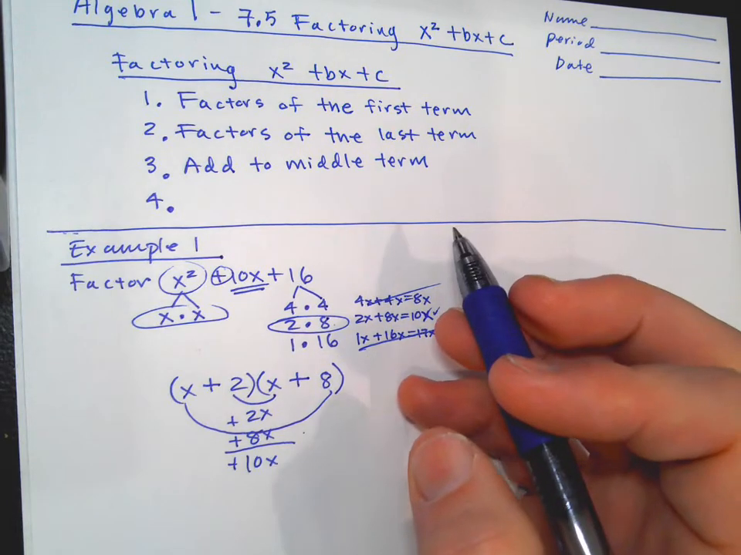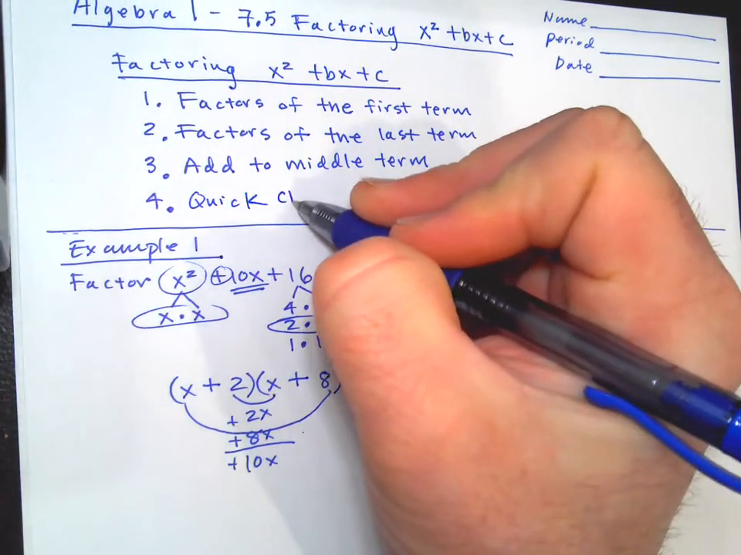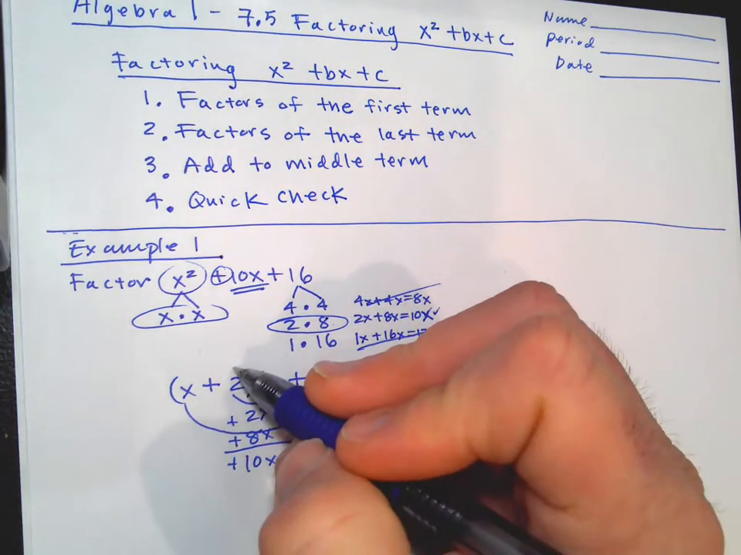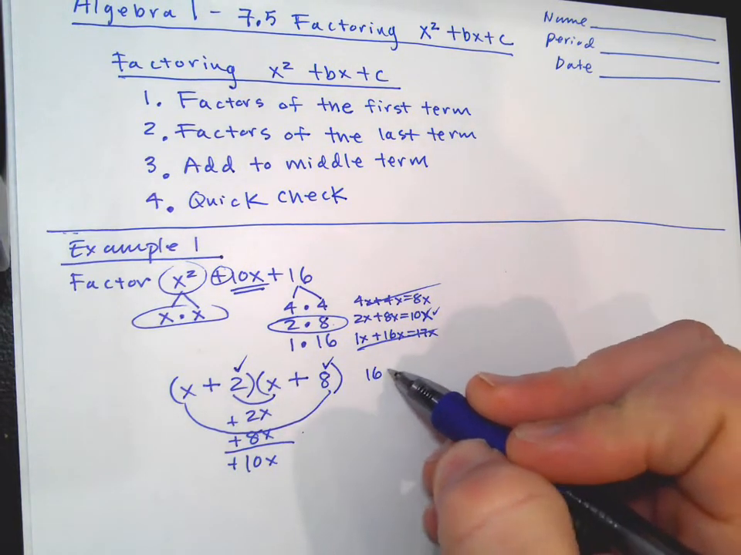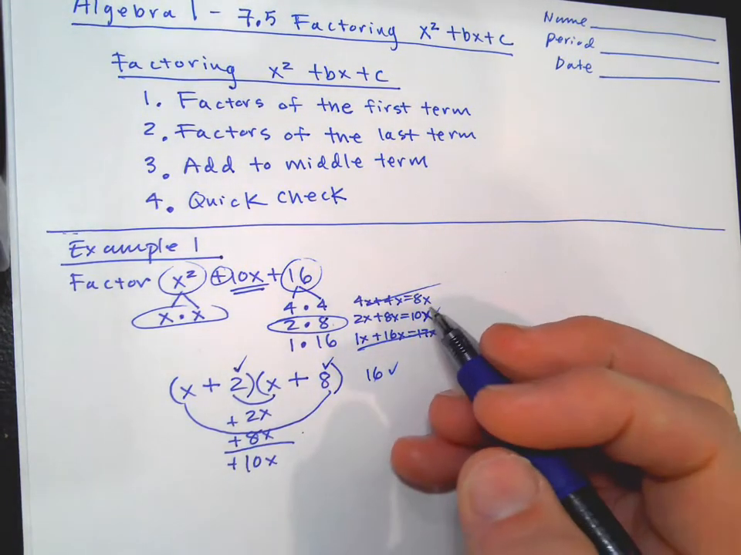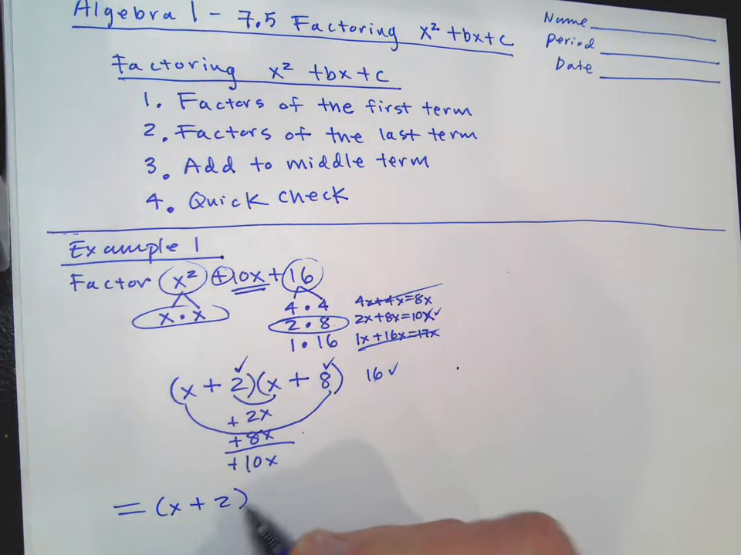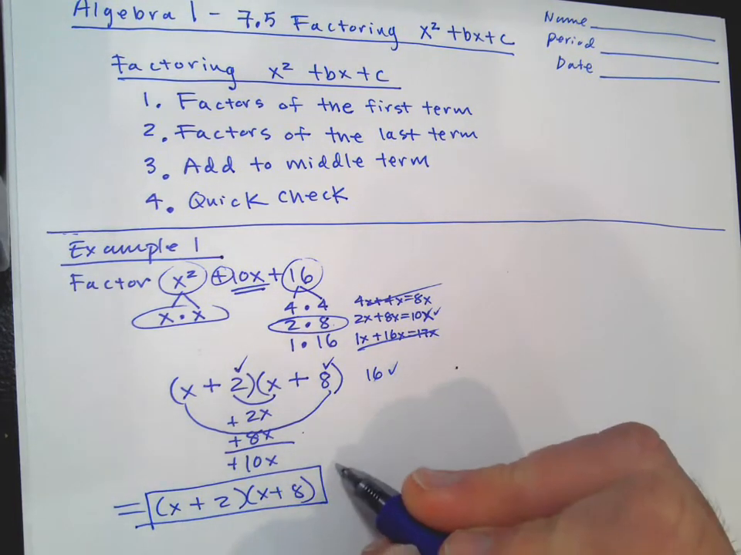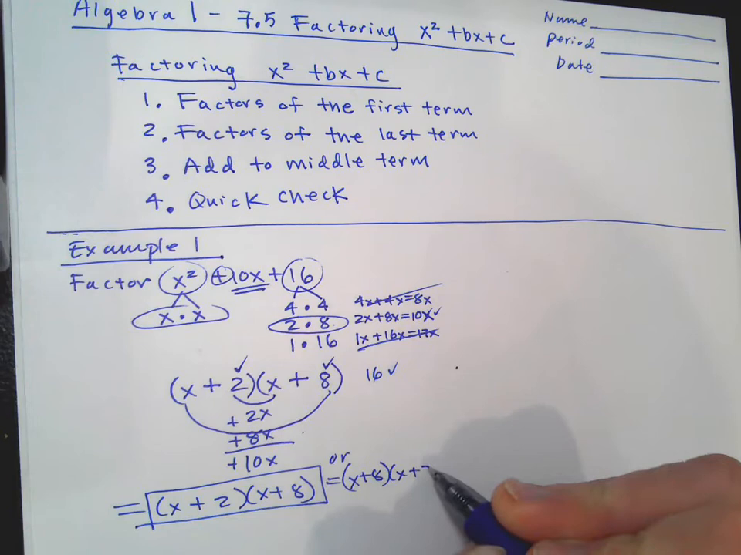Now, let's also do a quick check. Make sure these two numbers, the 2 times 8, give you 16, give you the last term. Just as a quick check. So we're going to rewrite this now. x plus 2, x plus 8. And that's it. That's your answer with the parentheses. Now you could also write x plus 8, x plus 2. So the order is fine either way.